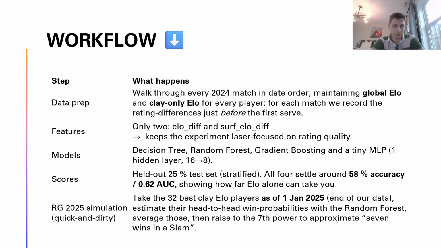So then, in order to predict the champion of Roland Garros, we'll simply simulate taking the 32 best clay players as of 1st of January 2025, and we'll estimate their win probability on a head-to-head with the random forest, averaging those and raising all of this to the 7th power to approximate the 7 wins in a slam. So this is the methodology.